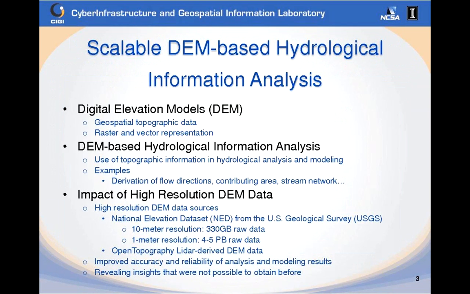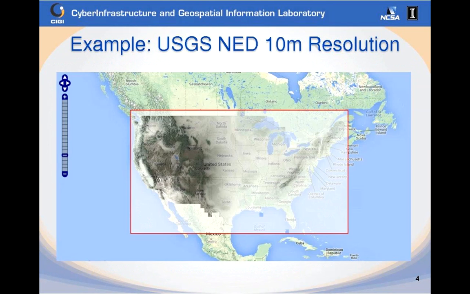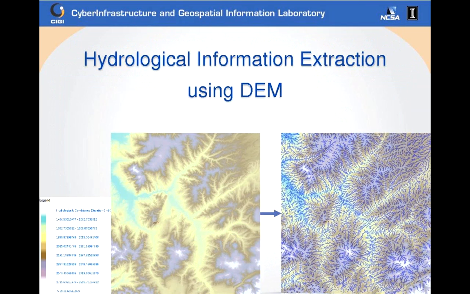If the cell size is 10 meters, it means one pixel is 10 meters by 10 meters, and it represents the area that this pixel's attribute applies to. In elevation data, the elevation value is usually a floating point in meters. For DEM-based hydrological information analysis, we take the DEM, the image, and based on the elevation value, a lot of information can be extracted, like water flow direction, contributing area, and the stream network.